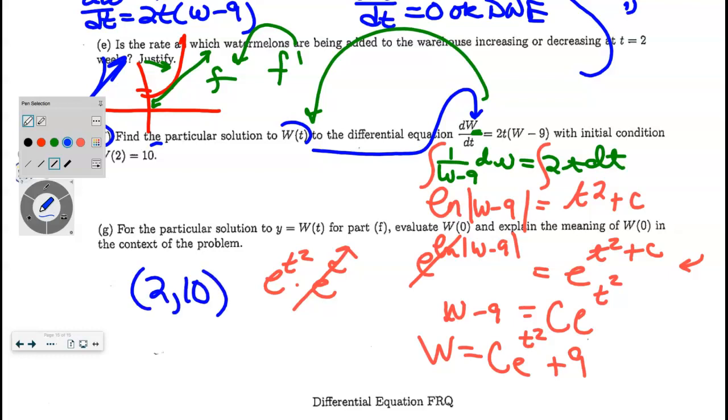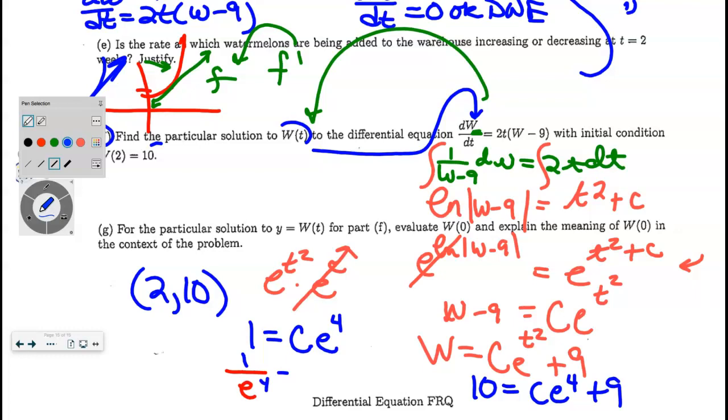So I'm going to indent for that. I'm going to put a 10 in for W. I'll do a C e to the 4th plus 9. And so it looks like I have 1 has to equal C e to the 4th power, which means I have to divide by 1. So 1 over e to the 4th has to equal c, or you could call it e to the negative 4th. You do you. Okay? It's all correct once it goes to a number.